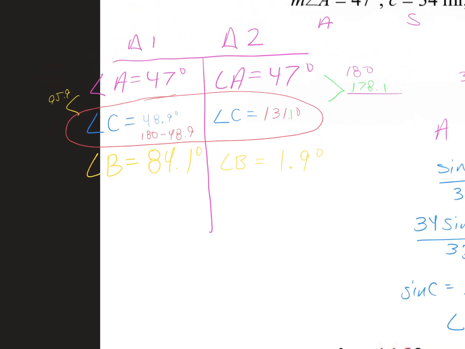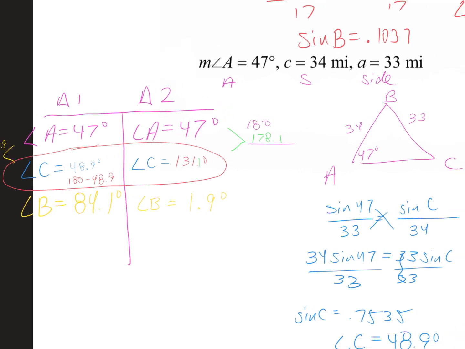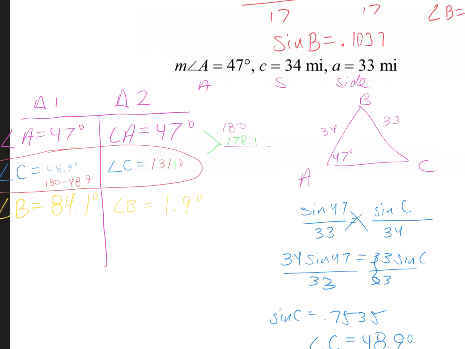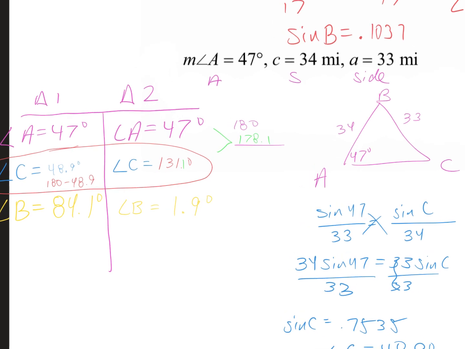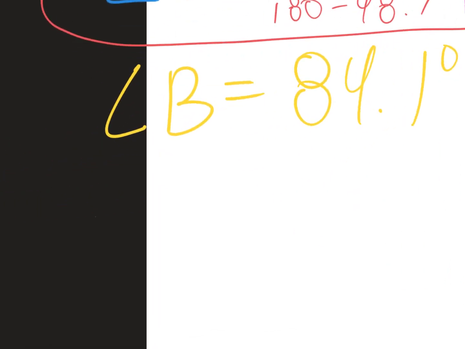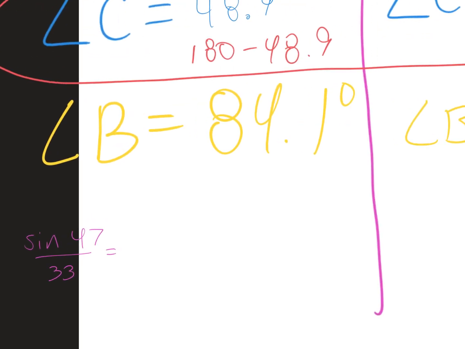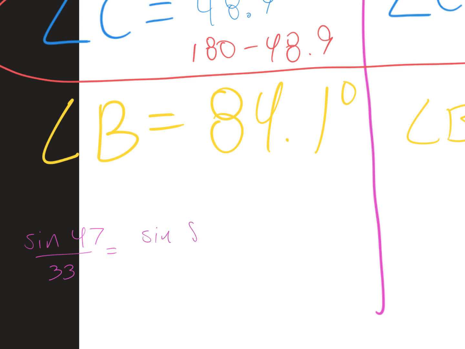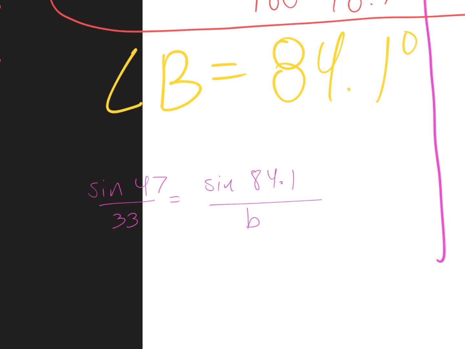So now we're going to find the missing side in each triangle. In the given information, they told me A and C, so I'm going to find B in both triangles. I'm going to use my original law of sines proportion that they gave me, sine 47 over 33. So over here on the left-hand side, I'm going to say sine 47 over 33 equals sine of 84.1 over B, because that's what we're finding now. We're finding that missing side. So cross multiply: 33 sine of 84.1 equals B times the sine of 47.